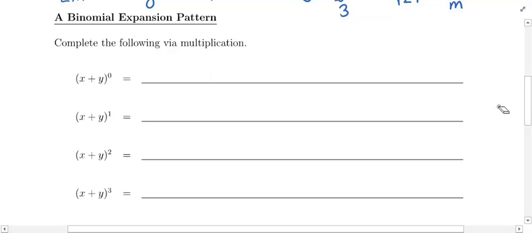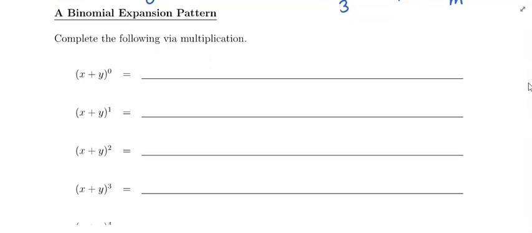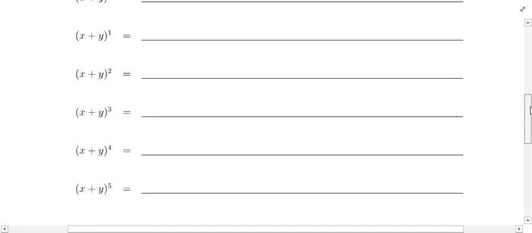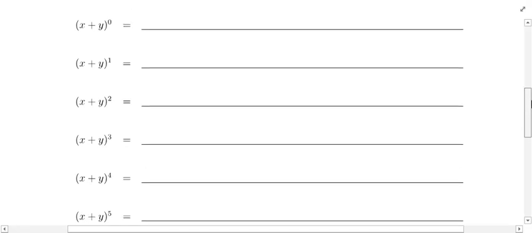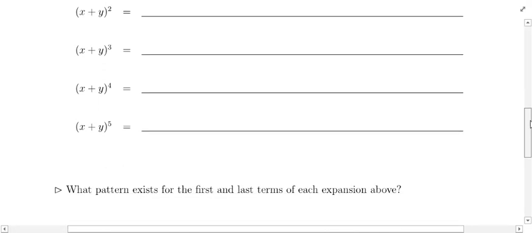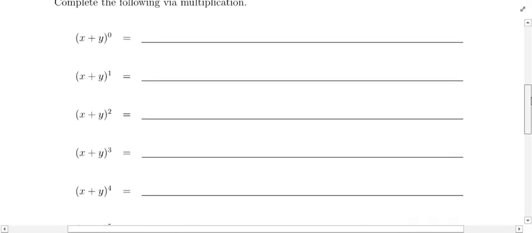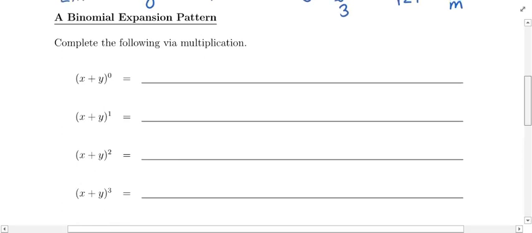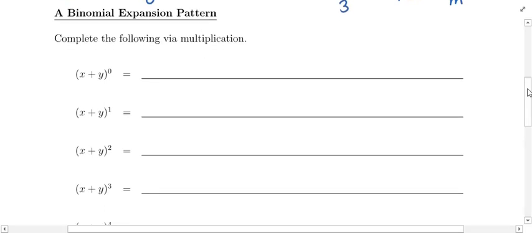I've got the binomial x plus y, and we're going to compute several powers of it. We're going to compute x plus y raised to the 0 power, the 1st power, the 2nd power, all the way up to the 5th power. Again, we haven't talked about what the binomial theorem is yet, so we're going to have to do this via multiplication. So let's start.